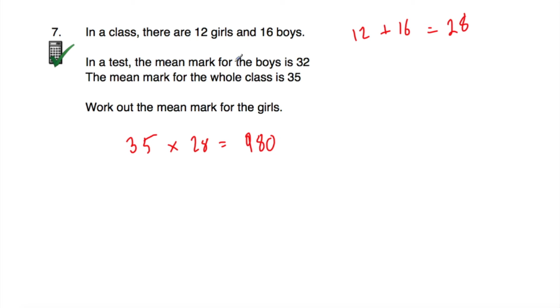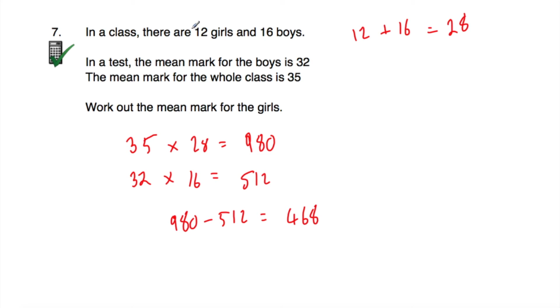Now in terms of the boys, if we have a look here at the boys, their mean is 32 and there's 16 boys. So if we take their mean, 32, and we multiply that by 16, how many boys there are, that'll be the total mark for the boys. So 32 multiplied by 16 is equal to 512. So that's the total mark for the boys. So if we now take that away from the total mark for everybody, that'll be how many marks the girls scored in total. So 980 subtract 512 is equal to 468. So that's the total mark for the girls.